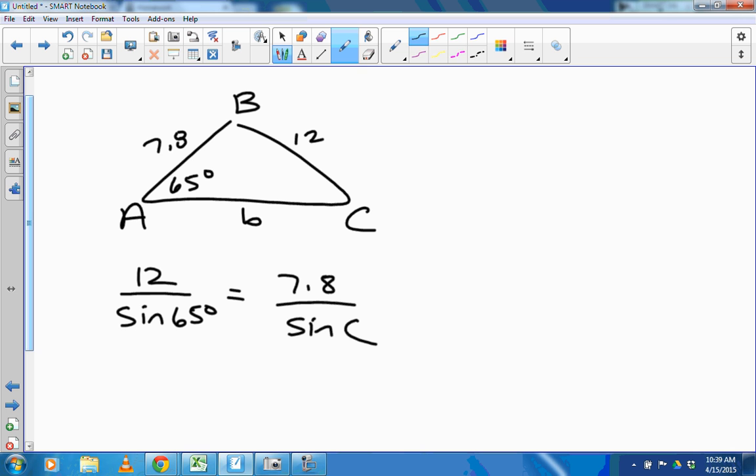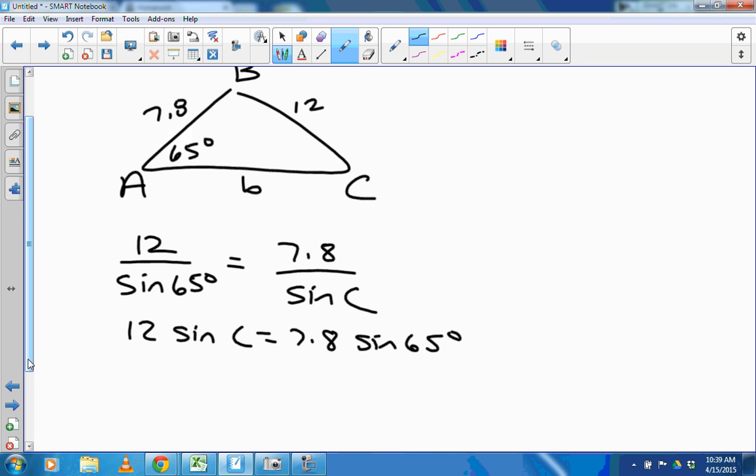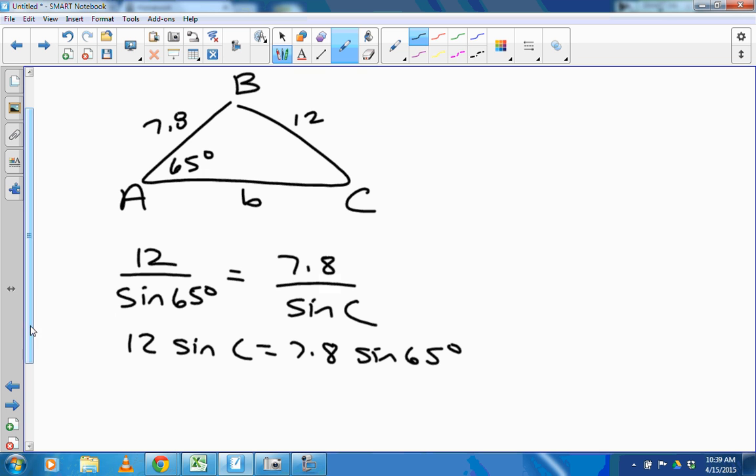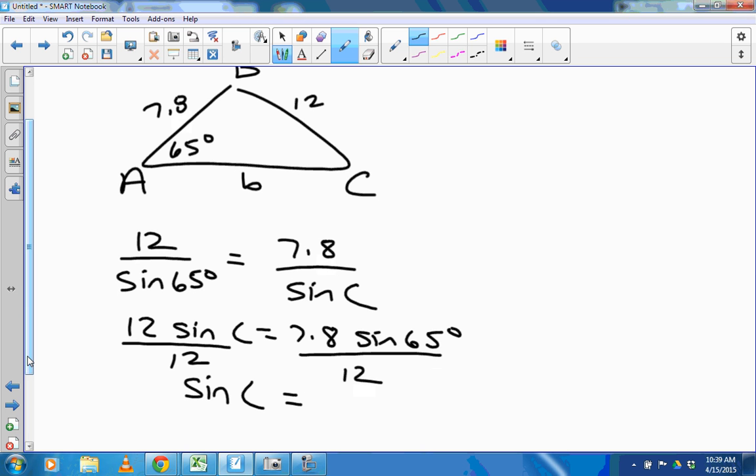All right, let's cross multiply. So we get 12 times sine C equals 7.8 times sine 65. Okay, now what? You divide by 12. Okay. Now here's the thing. When you divide by 12, that's not going to be C. That's going to be the sine of C. This is where we do inverse.